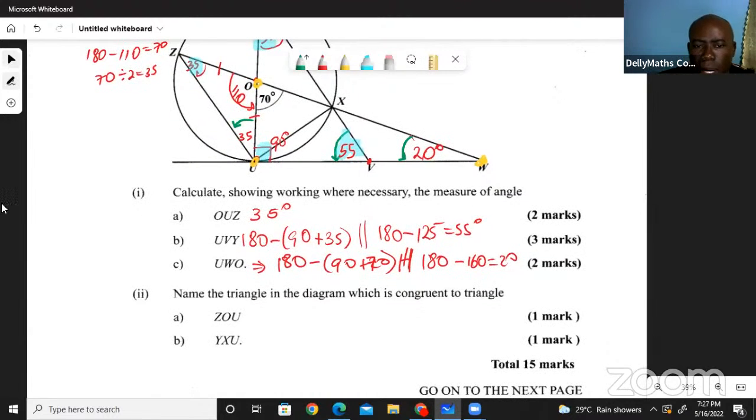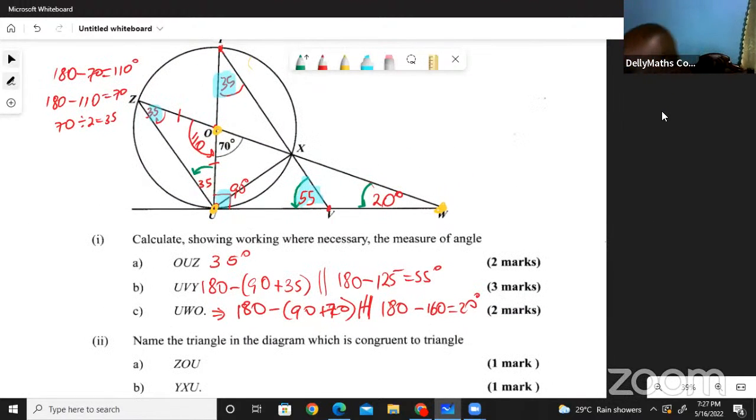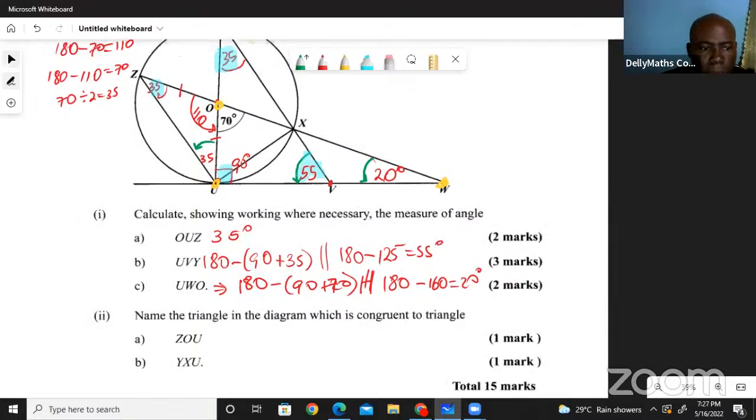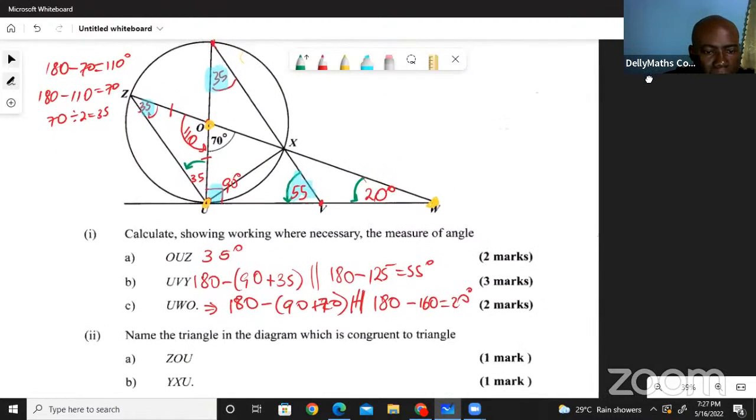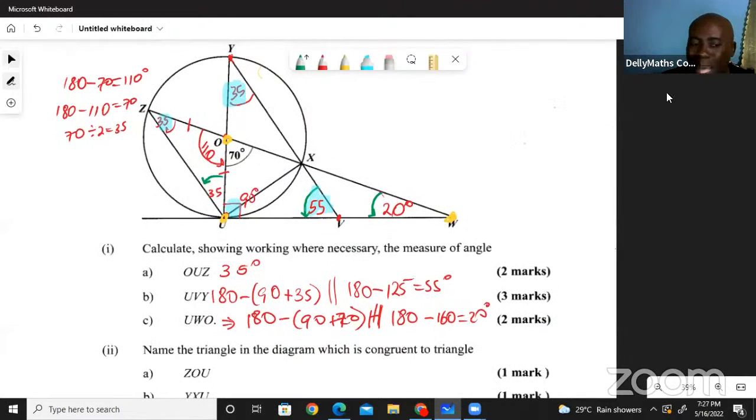I would have gotten those marks for that working out. You show your working, collect your marks, and then everything is fine. Now they want us to take it a step further. They're saying, name the triangles in the diagram which are congruent to the triangle. Congruent means the same size, same angles, same everything. I could label this for you and say this is 35 too, and this is 110, because of what's going on.